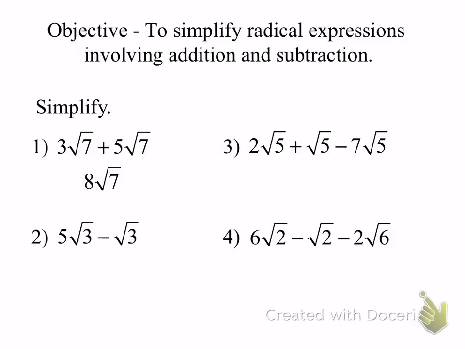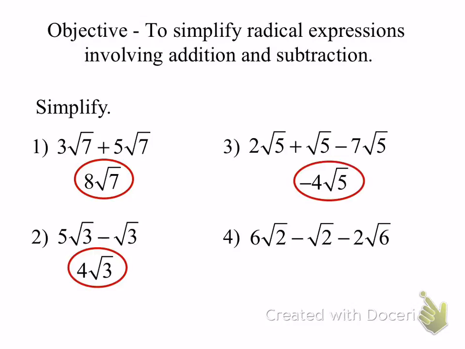No. 5 radical 2s minus 5 radical 3s minus how many radical 3s? 1. Make how many radical 3s? 4. 4 radical 3s. How about 2 radical 5s plus 1 radical 5 minus 7 radical 5s? Yes. Negative 4 radical 5s. Okay, so that's 3 minus 7 is negative 4 radical 5s.